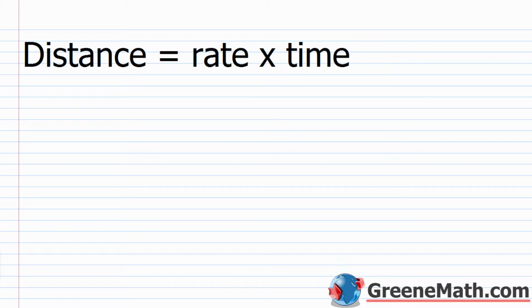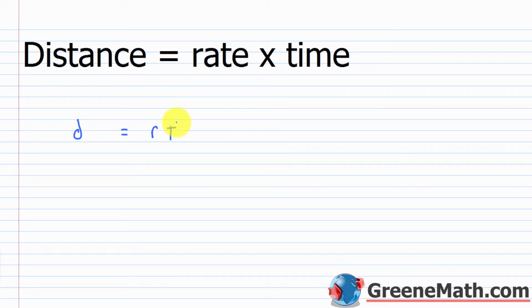You'll probably recall this formula from your Algebra 1 course because we use it on our motion word problems. So we have that distance, which is generally represented with d, is equal to the rate of speed, which we represent with r, times the amount of time traveled, which we represent with t.